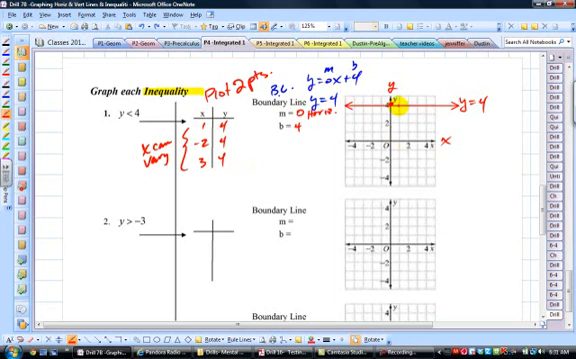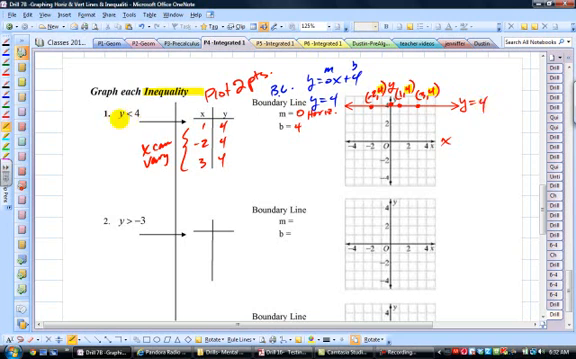So 1 comma 4 is right here. Negative 2 comma 4 is right here. 3 comma 4 is right here, 3 over, 4 up. All right, 1 comma 4. Negative 2 comma 4. Notice that all of these points have a y coordinate of 4, and that's why we call this line y equals 4.